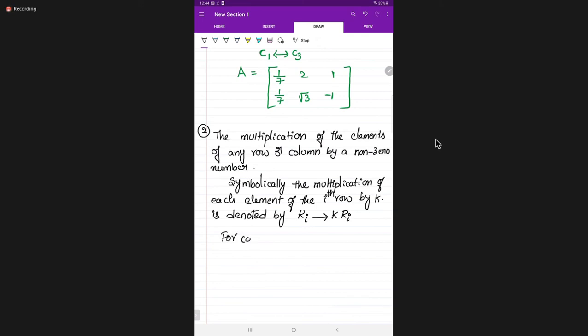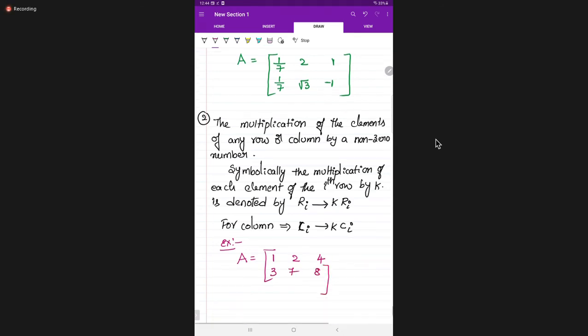For a column, it is Ci tends to kCi. For example, students, take capital A is equal to [1, 2, 4; 3, 7, 8].